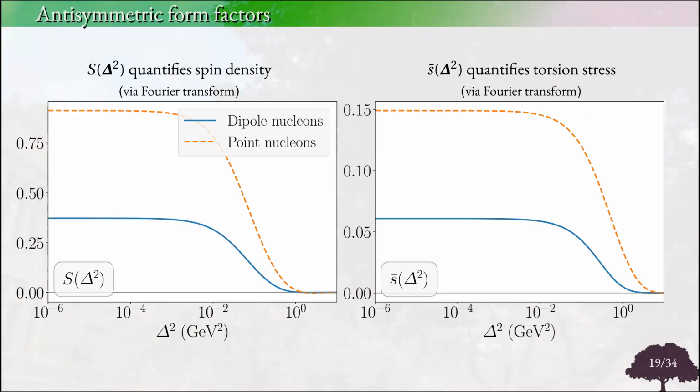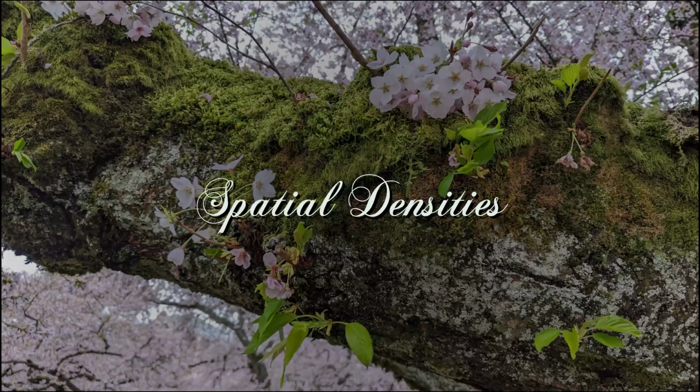Lastly, there are the form factors appearing in the antisymmetric part of the asymmetric energy momentum tensor. There's this capital S form factor, which is related to the spin distribution. Basically, the only difference between point nucleons and composite nucleons is you get multiplied by the S_N form factor, and S-bar the same. Only difference is multiplication by the S_N form factor. So with the form factors in hand, we can now look at spatial densities.